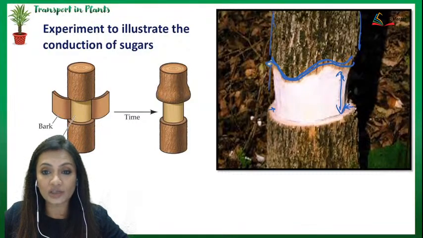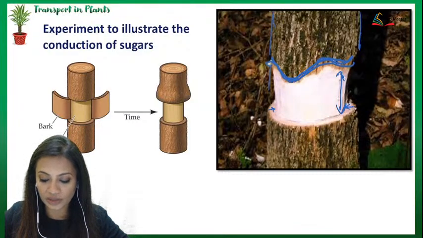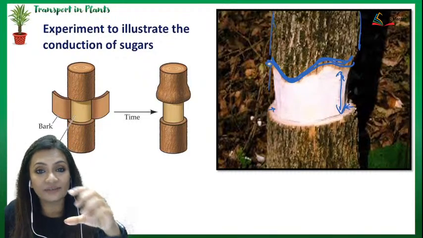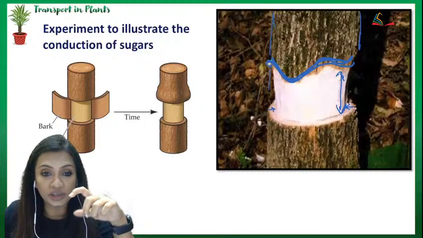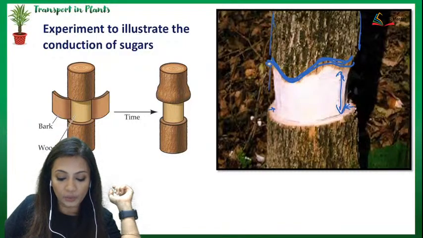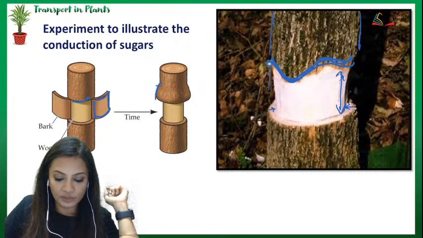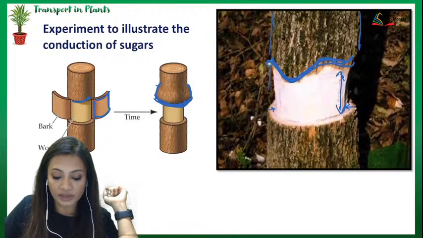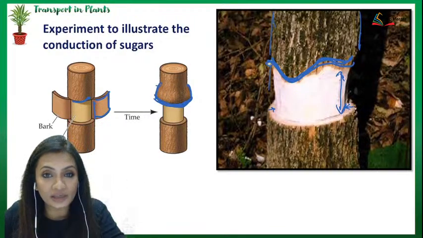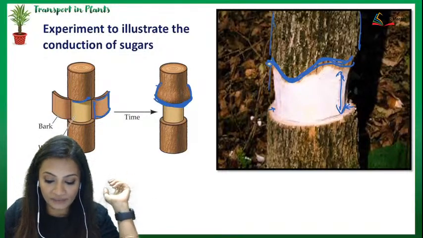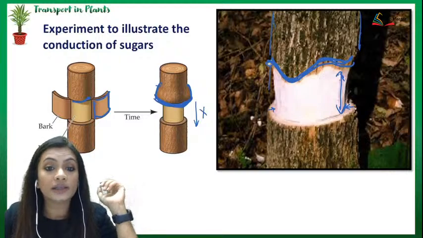Because the sugars are going to start accumulating at this level, this level is going to be a little bulgy. Can you see here how, when the ring is cut, after a gradual time you can see a bulge which has been formed? What is this bulge actually? This bulge is nothing but an accumulation of sugars at that region, because the sugars do not have a further place to go downwards.